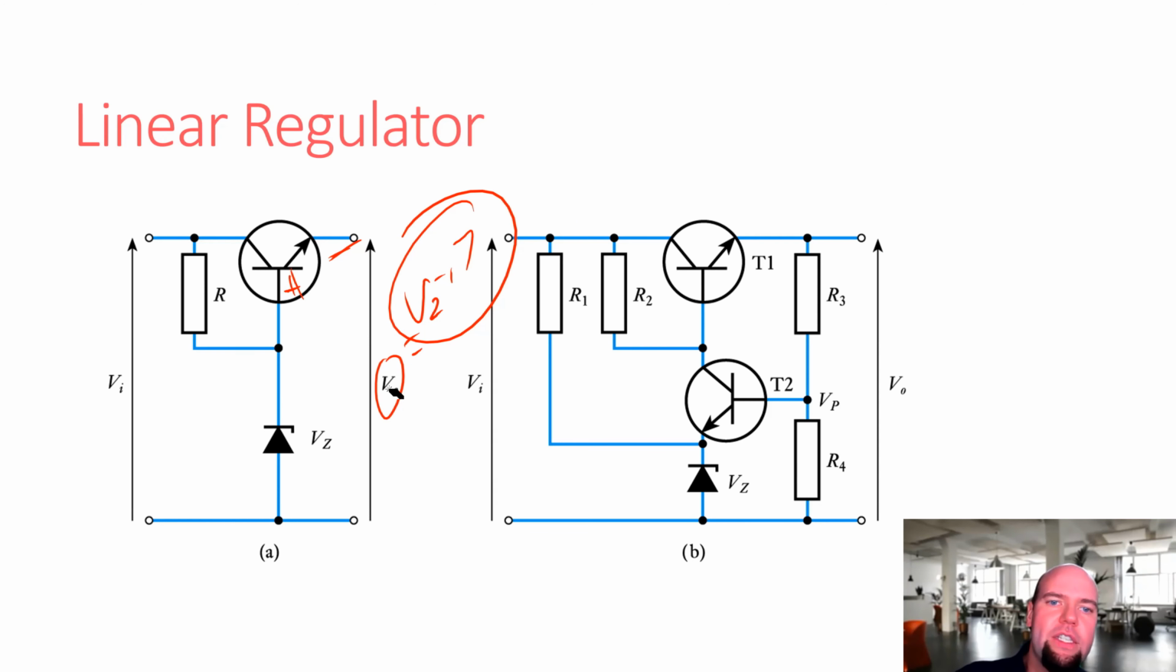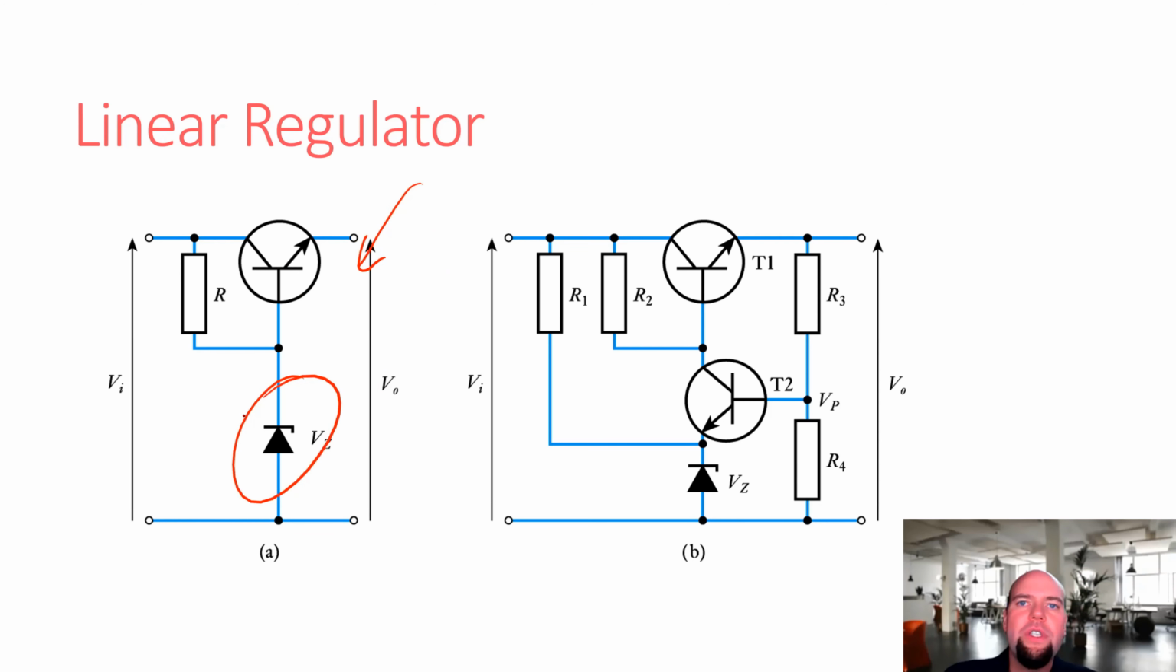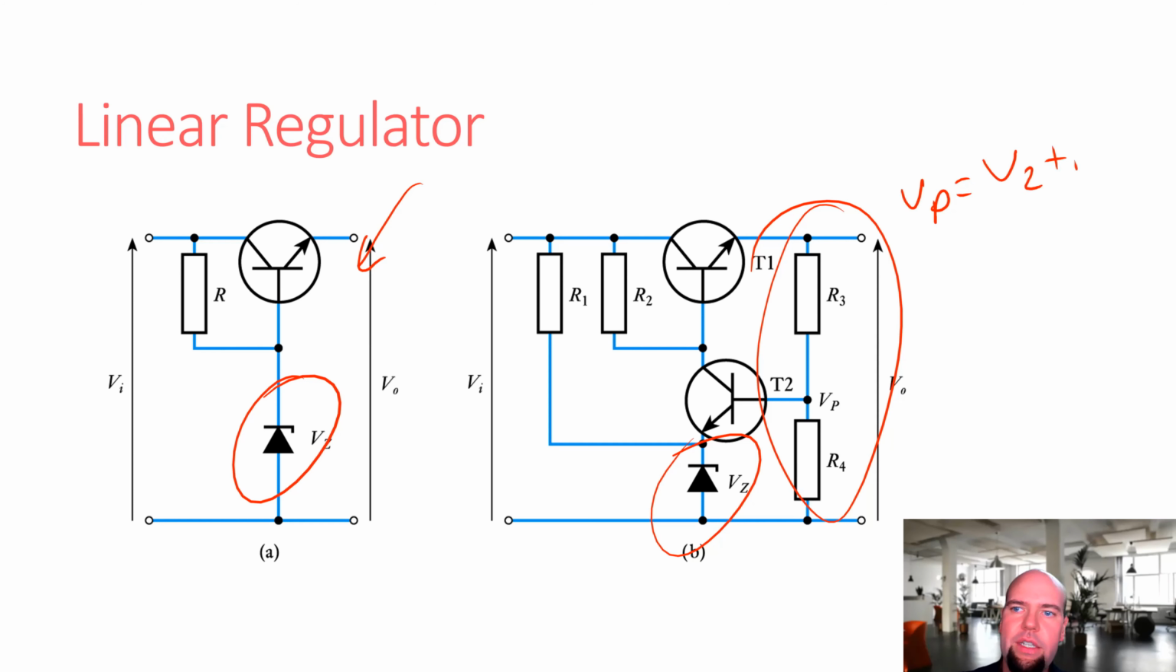And there's another way we can do this. Sometimes it's inconvenient to do a design like this where we have to choose a Zener diode that's tuned to the exact voltage we want. It's much better to just use a resistor divider. We can use a resistor divider to take our output voltage and divide it down to a set voltage, which is chosen by this Zener. So in this case, VP equals VZ plus 0.7.